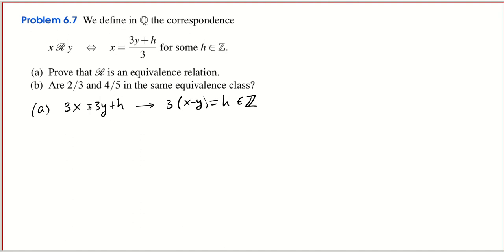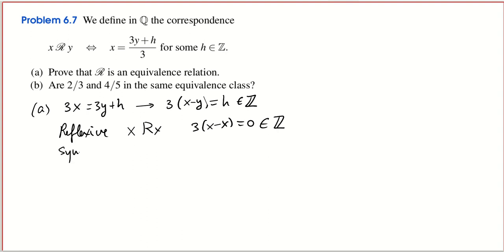Let's prove that this is an equivalence relation. For this, we first need to check that it is reflexive. Reflexive means that x is related to x. It's easy to check that because if we substitute here y by x, what we have is 3 times (x minus x). That is 0, and 0 is of course an integer, so it's okay.